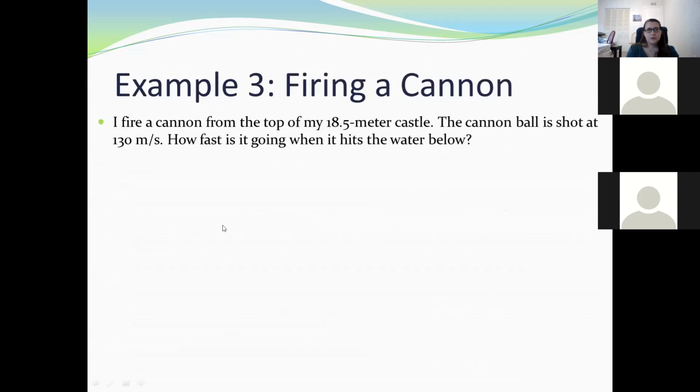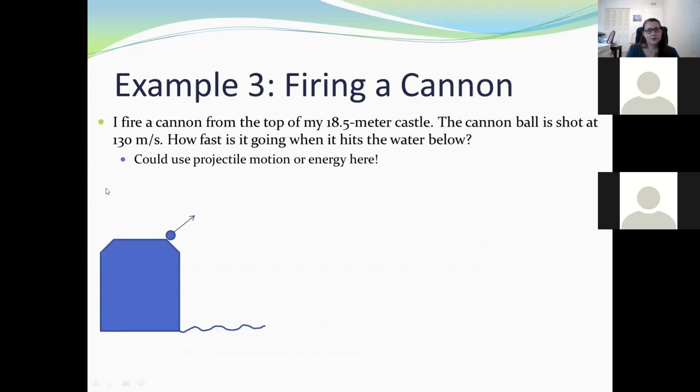Okay, so here's another example. I fire a cannon from the top of your 18.5 meter castle. The cannonball is shot at 130 meters per second. How fast is it going when it hits the water below? This is another case where you could use kinematic equations if you wanted to, but energy is actually simpler to do in this case.